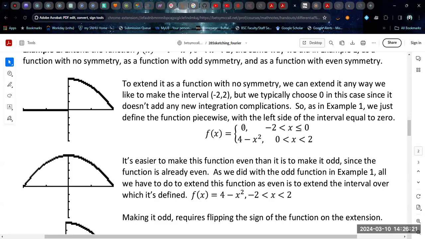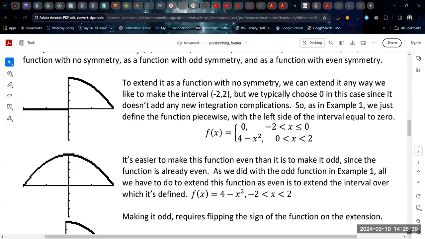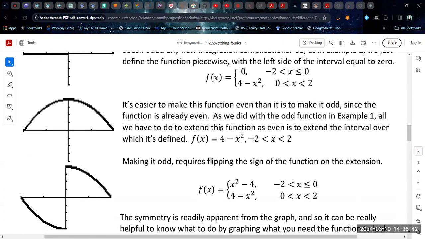Now, that's going to give us an asymmetric repeating section of the graph, and so we're going to have to live with having both sine and cosine coefficients survive in our final answer. On the other hand, we could extend this function so that it's even. 4 minus x squared is already an inherently even function, so we could just extend it so that it goes not just from 0 to 2, but from -2 to 2. And mathematically, this may be the easiest one since it leaves us with only one integration to do.